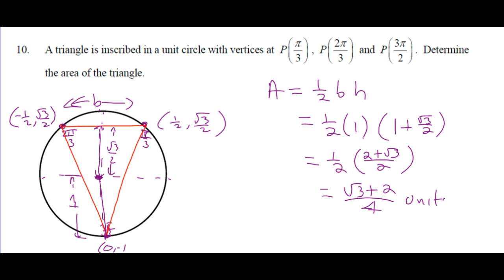Units squared again. Okay, so draw the points on the triangle, work out their coordinates. How far is this? Well, it's a half plus a half, 1. How far is this, the height? Well, the radius is 1, that's 1. And then this distance here is this distance, right? That's 0, 0. How high? It's root 3 over 2. So 1 plus root 3 over 2. Common denominator, add them.